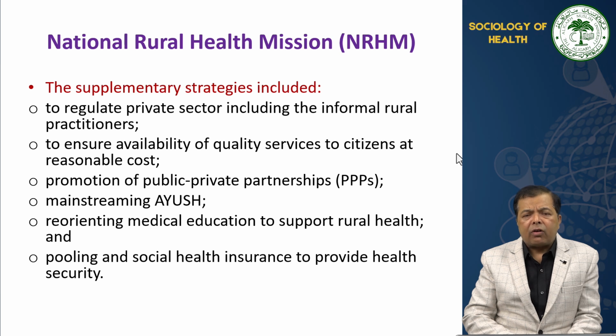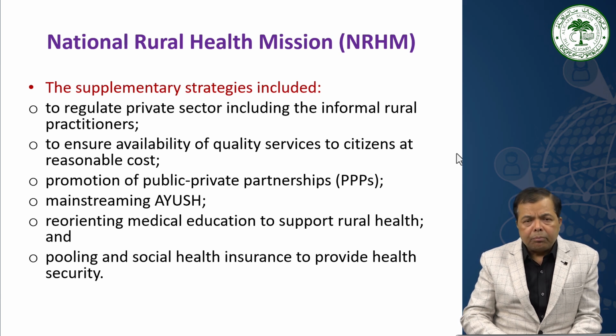Then there were supplementary strategies also. And what are some of those supplementary strategies? To regulate the private sector, including the informal rural practitioners. Now we have stated that in the rural areas there were not enough health service providers or professional medical care providers like doctors. So in the absence of those practitioners, in the rural areas there was the practice of having informal rural practitioners. Sometimes they are also identified as quacks. Sometimes we have people who have some kind of understanding about medicines, and then they run their own clinics which are not registered and which are basically illegal also. But because of the lack of professional practitioners, there was prevalence of that kind of thing.